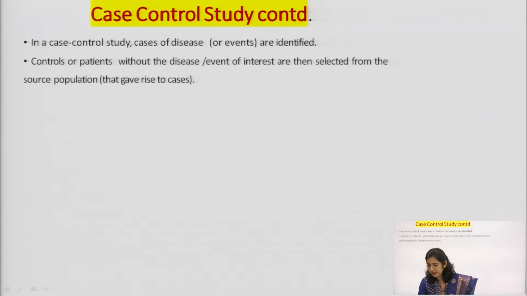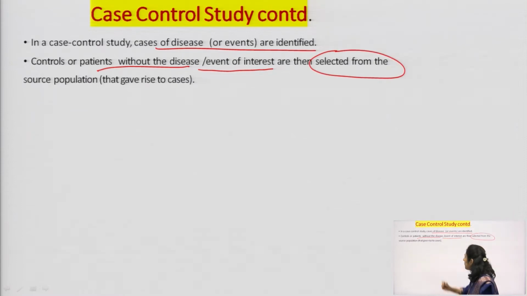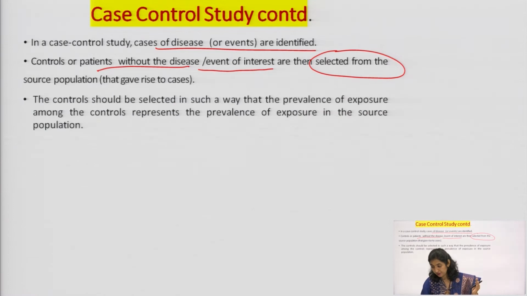Let me give you an example. First, let's see the technique, then I'll give you the example. In a case control study, cases of disease or events are identified. Controls, patients without the disease, without any event of interest, are then selected from the source population. See, in controls, the disease has not occurred.